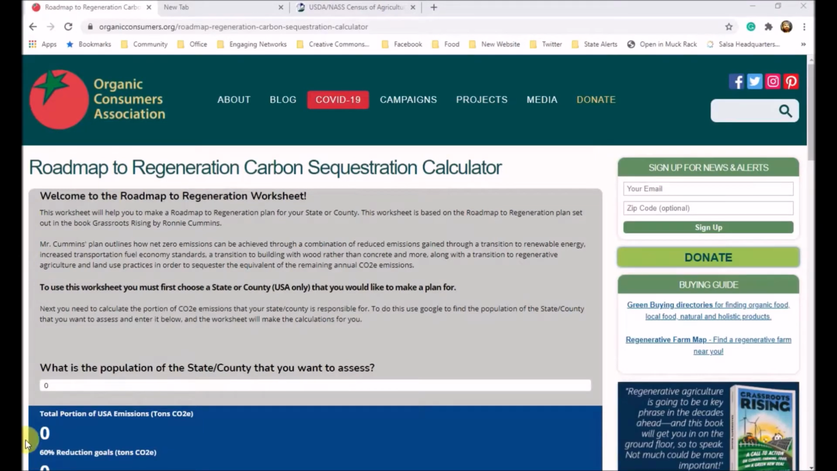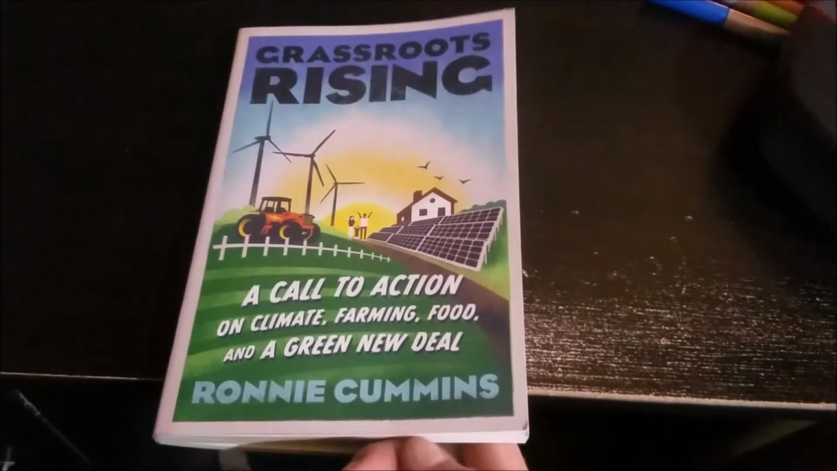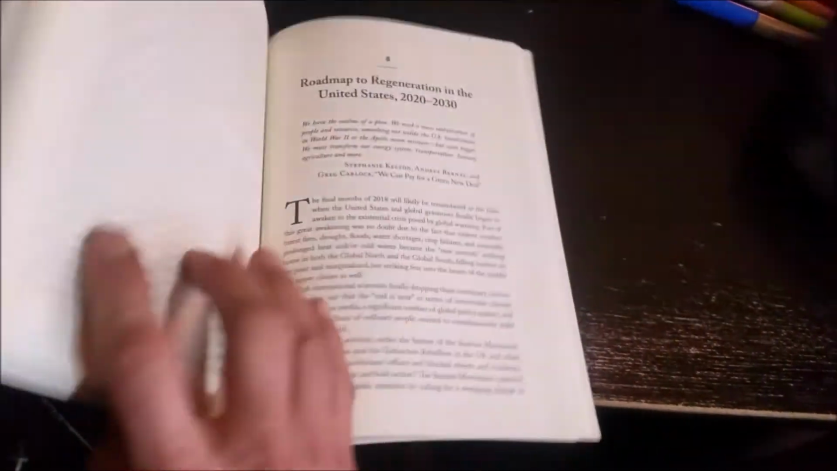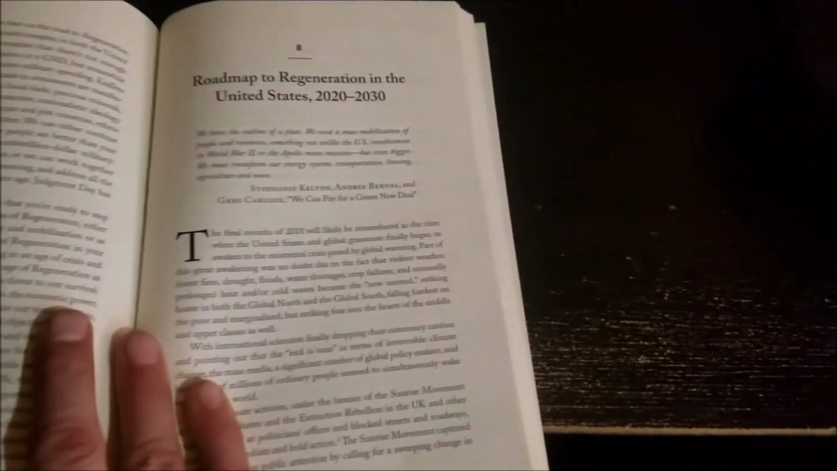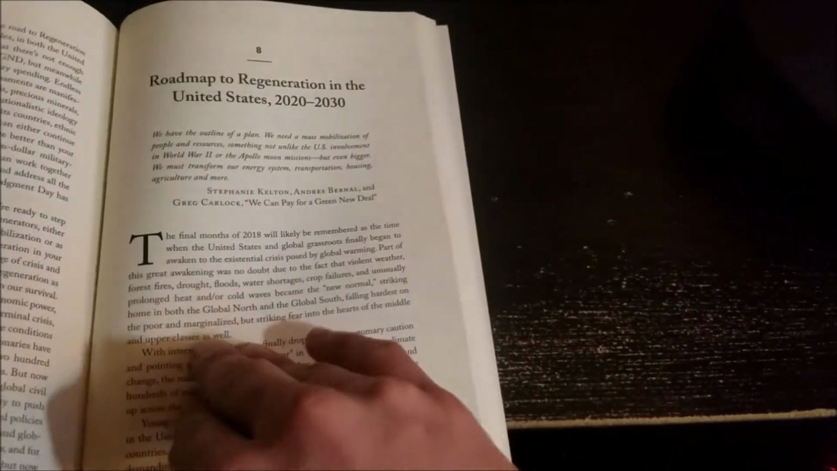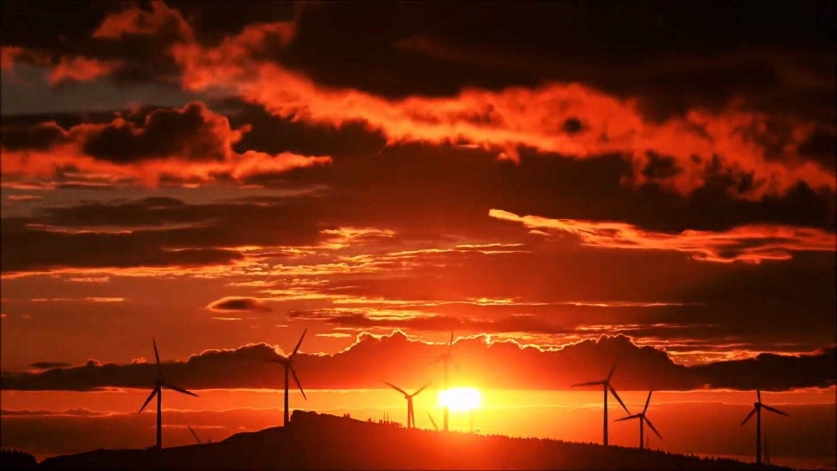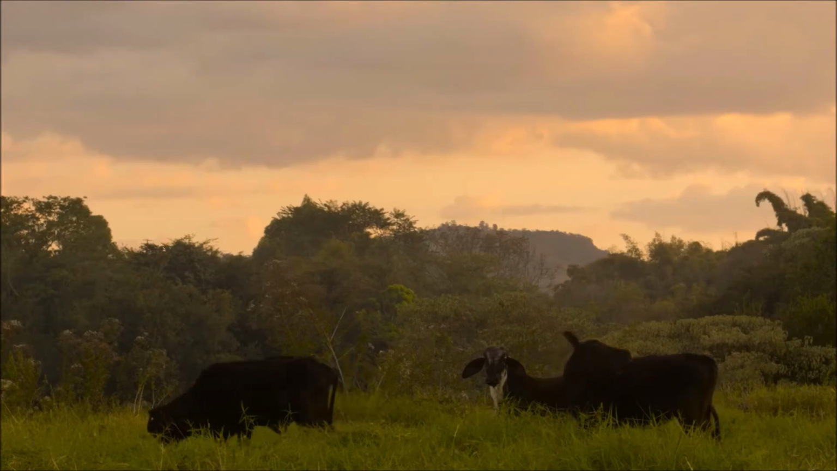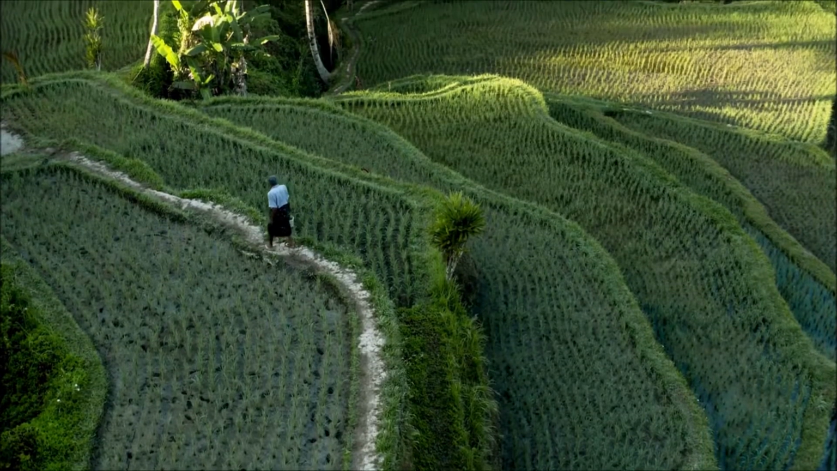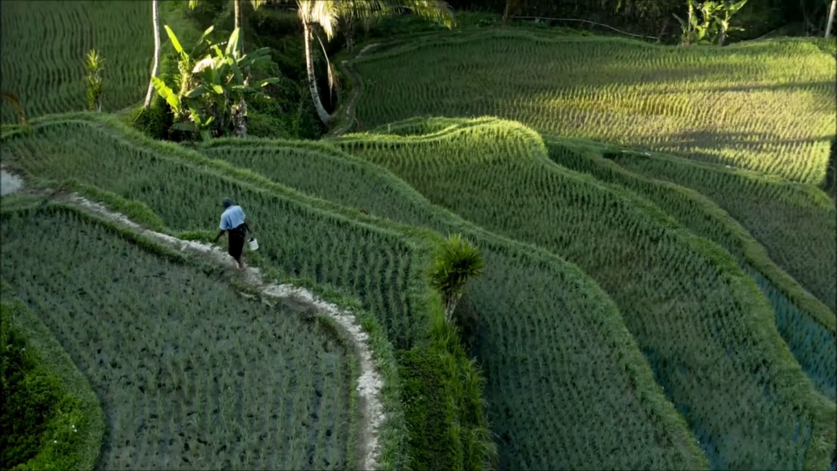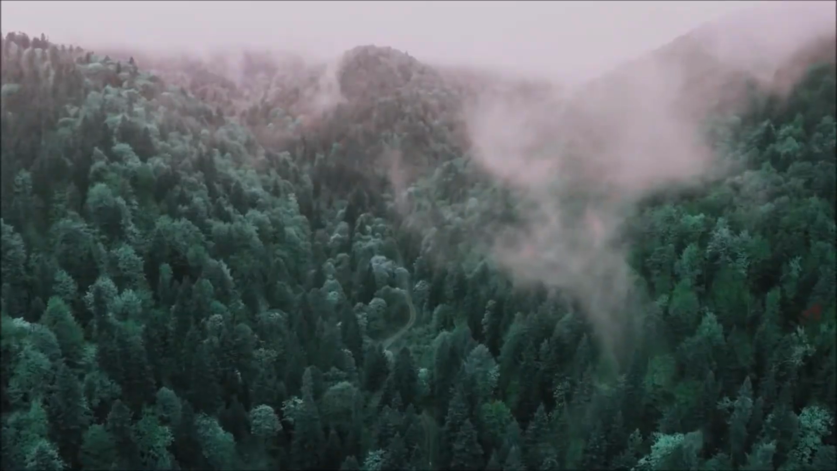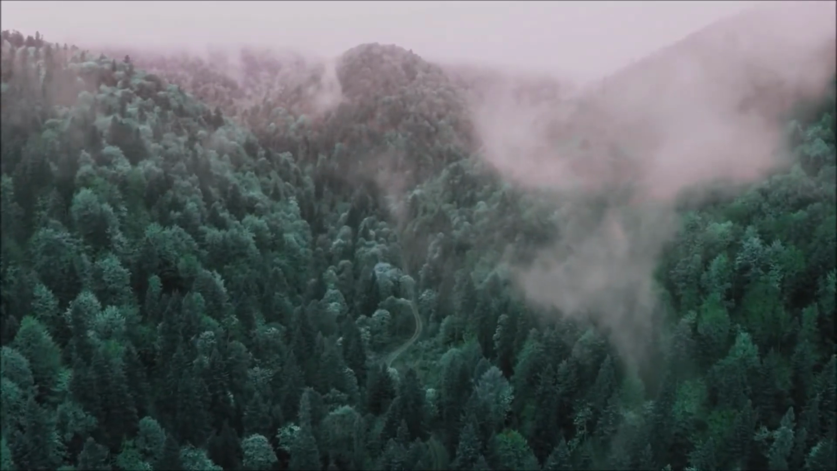The Roadmap to Regeneration is a plan to achieve net zero emissions by 2030. The plan, outlined in Chapter 8 of the book Grassroots Rising by Ronnie Cummins, focuses on reducing 60% of carbon emissions through a transition to renewable energy, combined with soil carbon sequestration achieved through a transition to regenerative agriculture and land use to offset the remaining 40% of carbon emissions.